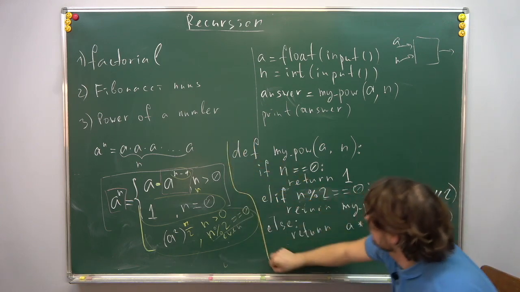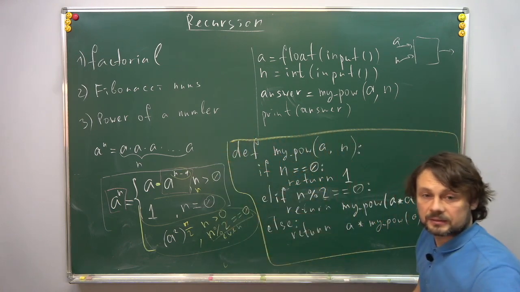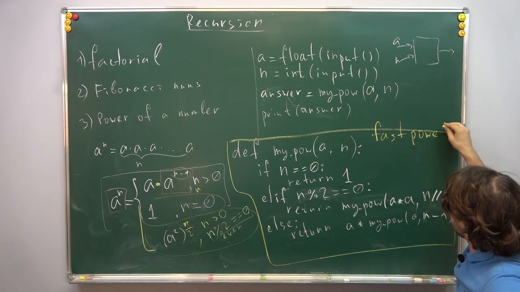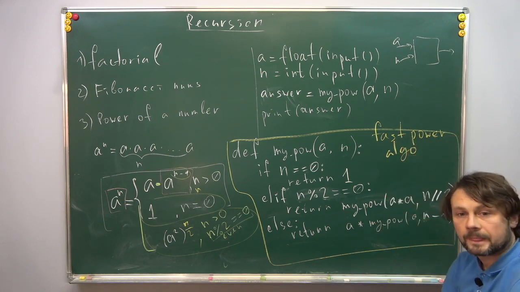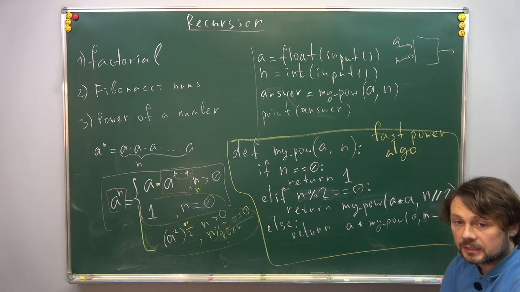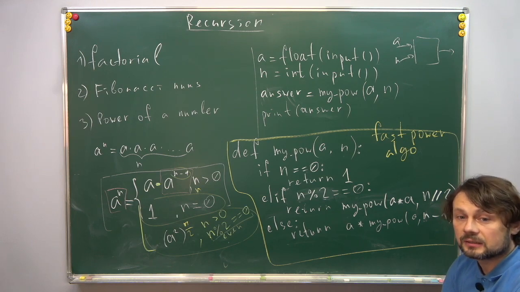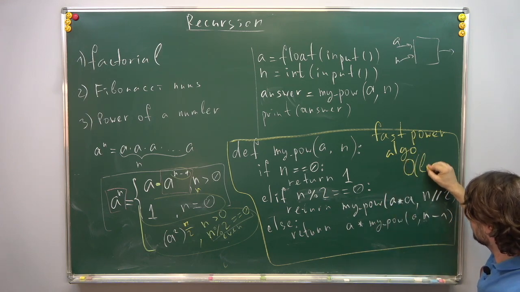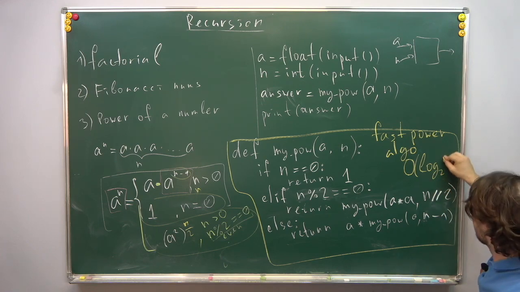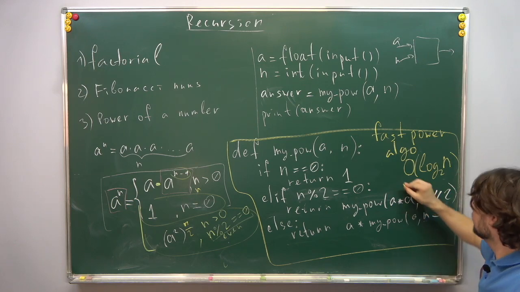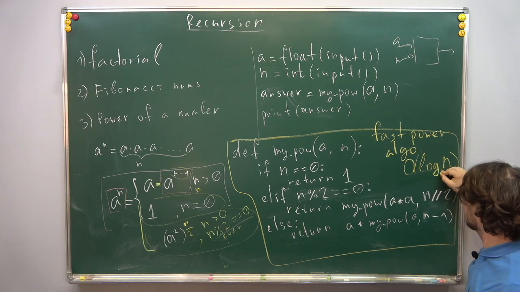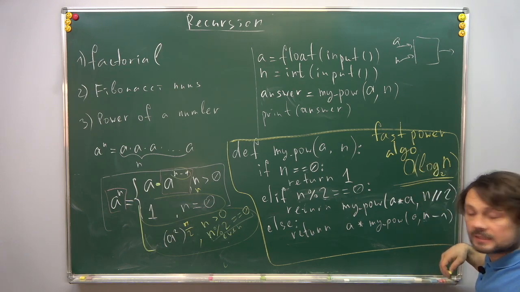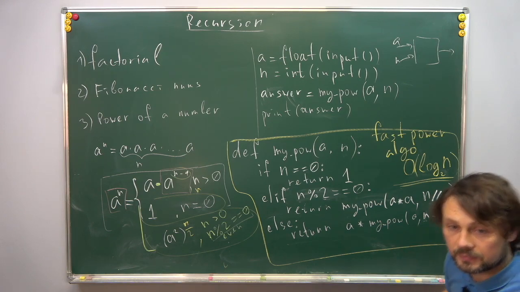This algorithm is the fast power algorithm. It reduces the number of needed calculations to logarithmic from n. Its asymptotics is O of logarithm with base 2 of n. And it's very, very good. I will not prove this, I'll just mention that its asymptotics is very, very good. Let's check.